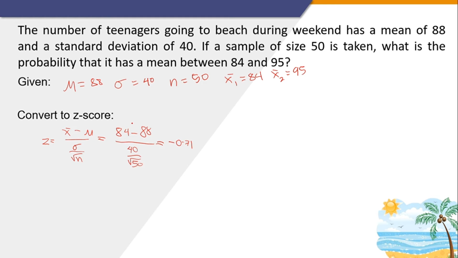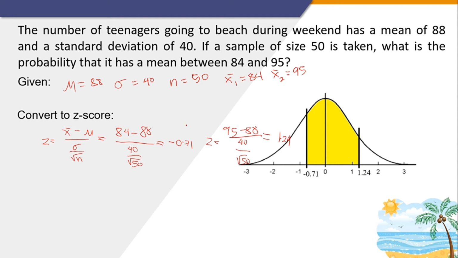Next, isolve natin yung pangalawang sample mean natin, which is 95. So, dito, 95 minus 88 divided by 40, yung standard deviation, divided by square root of 50. And this is equal to 1.24. So, doon sa normal curve, negative 0.71 is somewhat here, and 1.24 is somewhat here. Now, since sabi niya, between 84 and 95, then yung shaded area is this one, sa gitna.